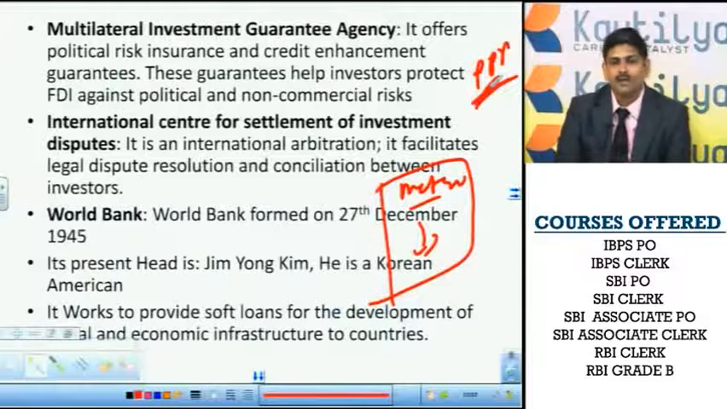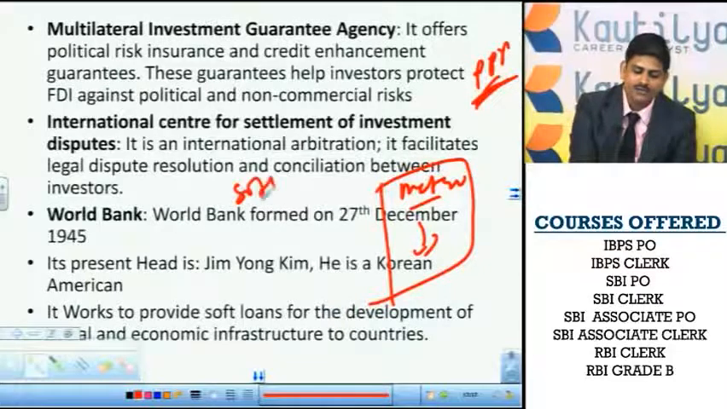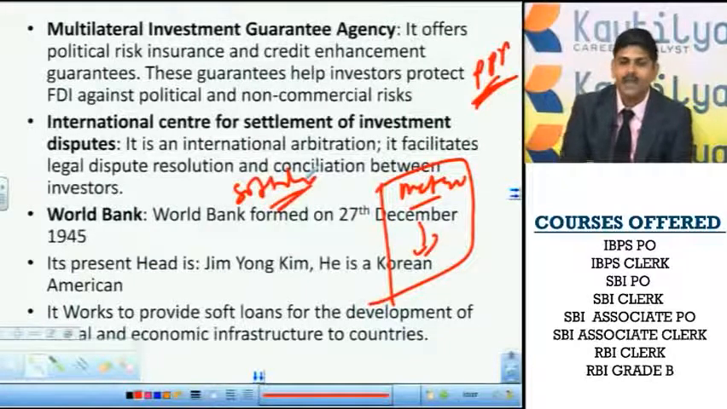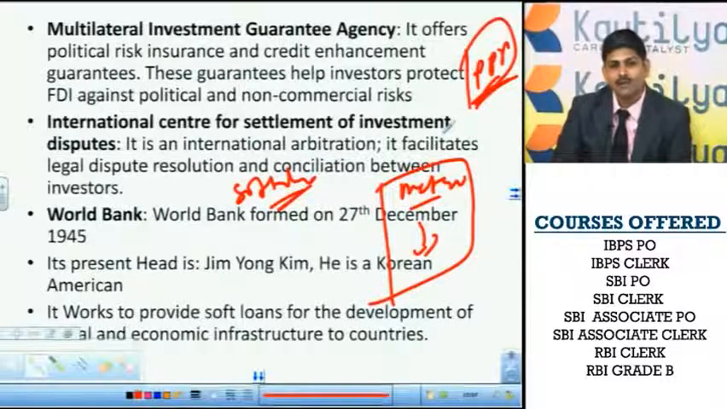For the government, either the World Bank or IBRD will provide the loan. Suppose any government enters an agreement with the World Bank, it gets the soft loan directly from the World Bank. Suppose a private company is involved in this project and wants a loan, it will get it from the IFC, International Finance Corporation. So that's why this is a very important organization. A lot of projects are happening right now in India and across the world.